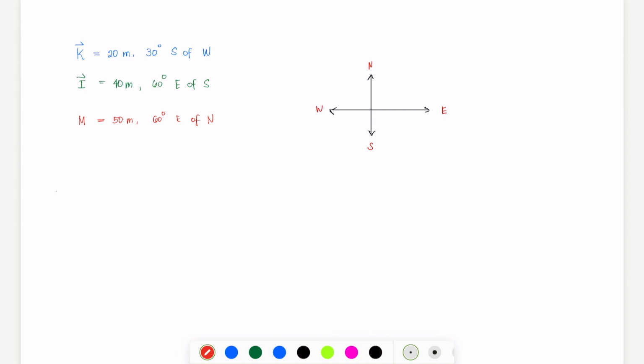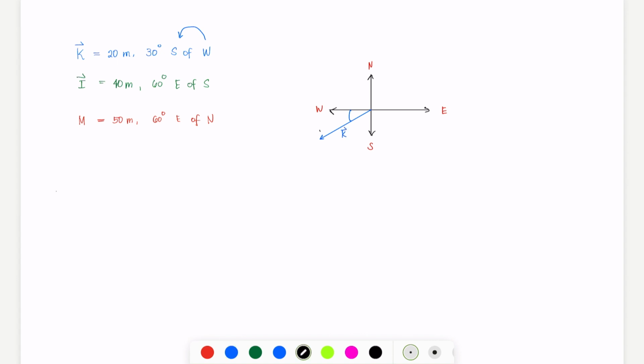So the first vector is vector k. Vector k is 20 meters, 30 degrees south of west. That means I have to start from west going south. Now, this is my west here, so I have to measure the 30 degrees from west going south, as I've said. So this is how it should look like. So this is your angle, and this is your vector k.